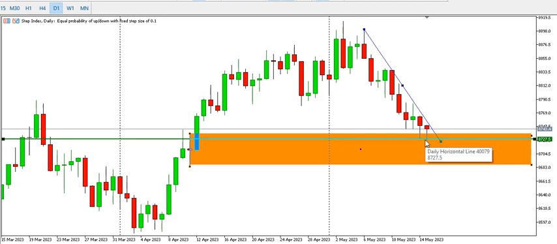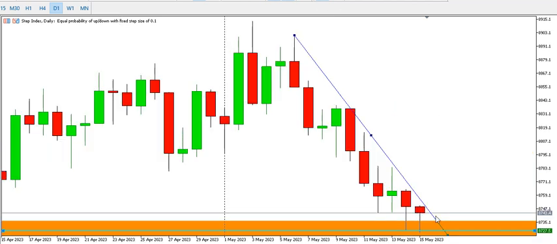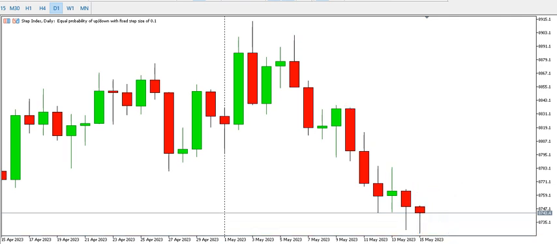So price is testing this order block. We might see a little bounce as soon as price breaks this descending trend line. We might see a bounce to this area before price continues its downward trajectory. So that's that for Step Index on the daily time frame.